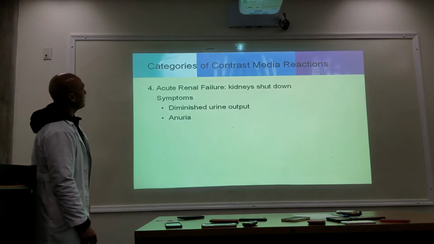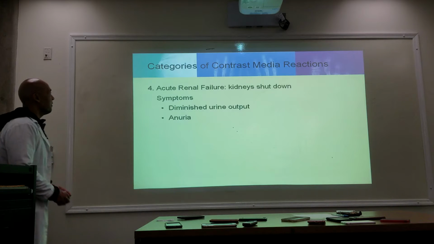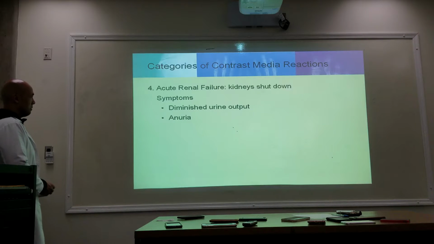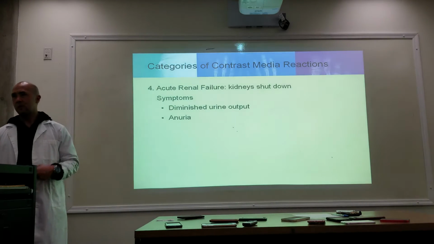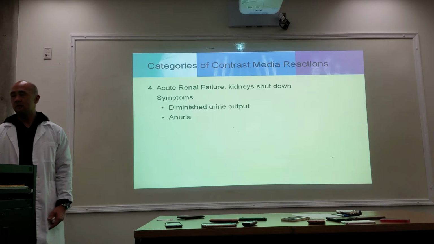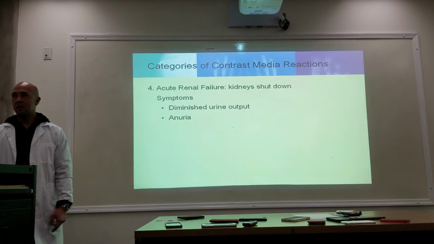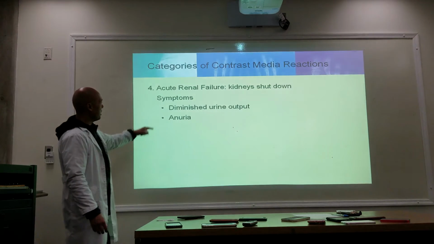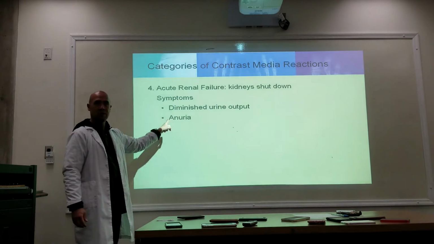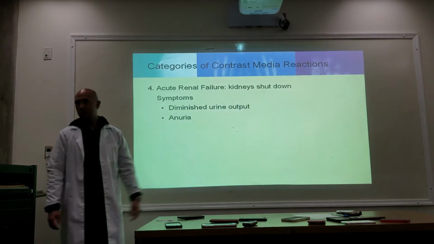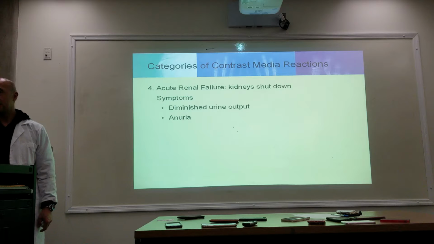Contrast can also cause acute renal failure, kidney shutdown. Symptoms include diminished urine output and also anuria. So that is diminished or infrequent urine, that would be oliguria. Anuria just means no urine at all. You guys remember oliguria? Infrequent or diminished.